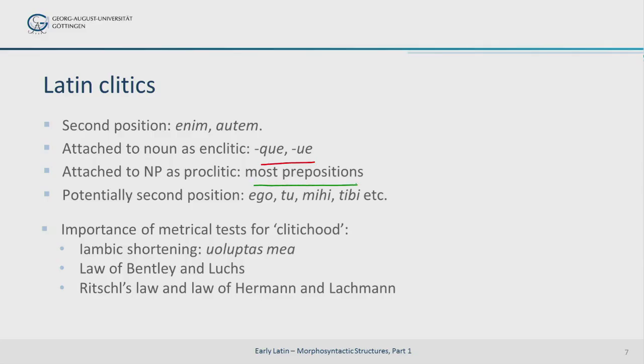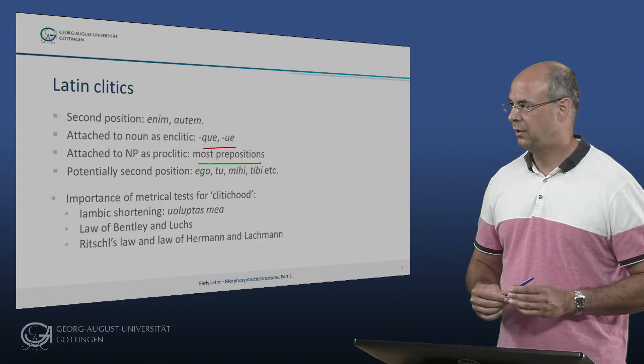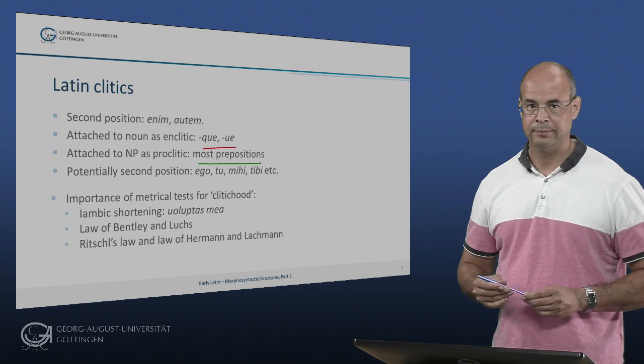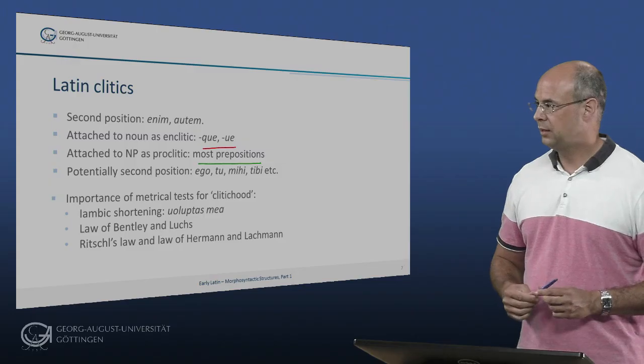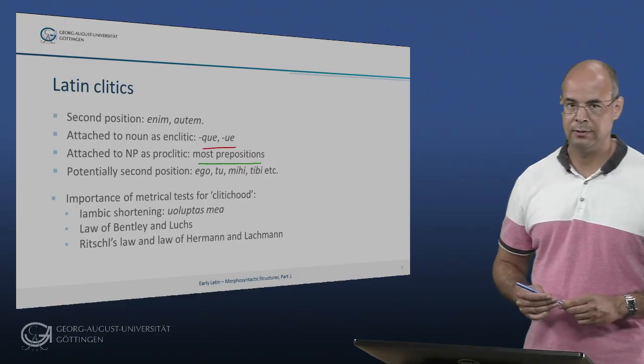which follow again a different pattern. They can stand in front of a noun phrase. In early Latin sometimes they can be postpositions and stand behind a noun phrase, but they're generally clitic elements with a bit more freedom than stuff like que and we. And you can see that my list also contains personal pronouns, ego, tu, mihi, tibi, and so on.